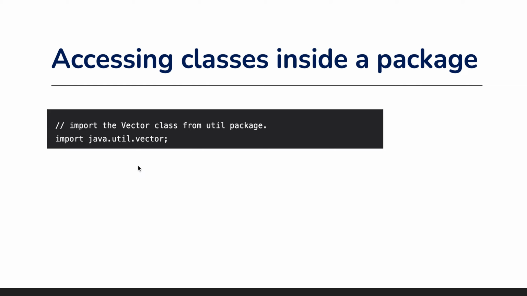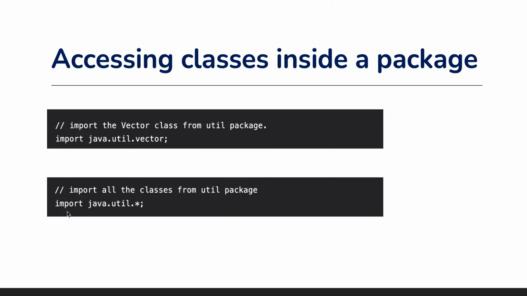And if we have a requirement to make all the classes belonging to util available, we need to define something like this: import java.util.star. Star means all the classes available inside the util package will be available to the current class. So these are the two ways. When we want to use a particular class, we need to give the fully qualified name. When we want to use all the classes belonging to a particular package, we need to give the star.